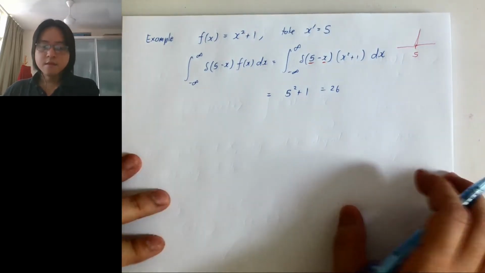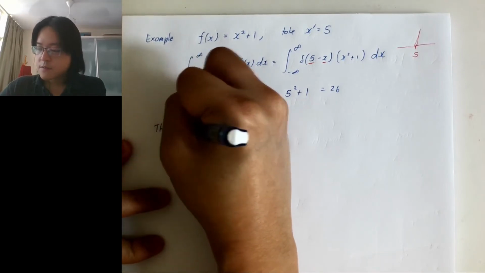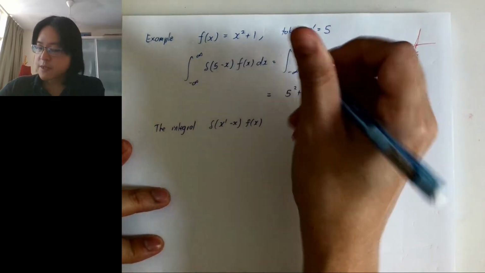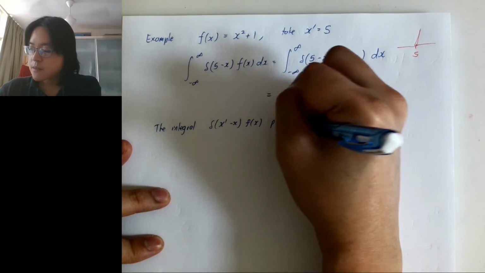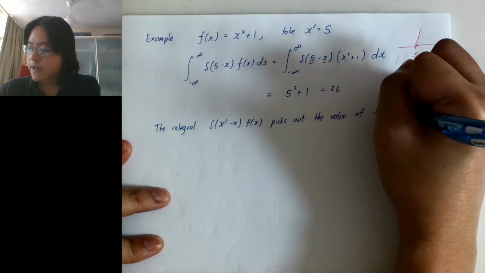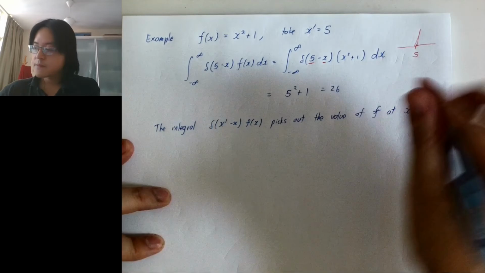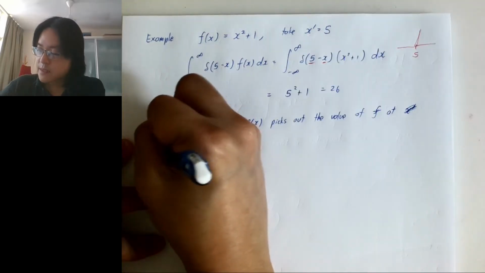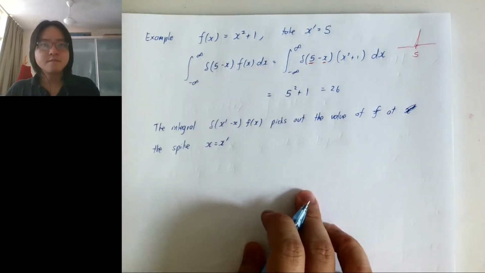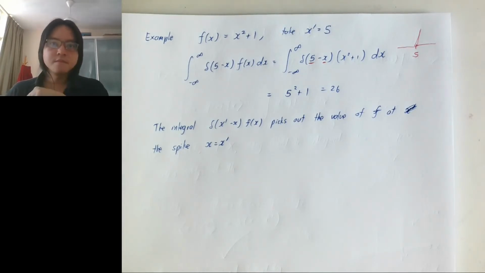Just to reiterate, the integral of delta of x prime minus x times f(x) with respect to dx picks out the value of the function at the spike, x equals x prime. Okay, is it clear yet?